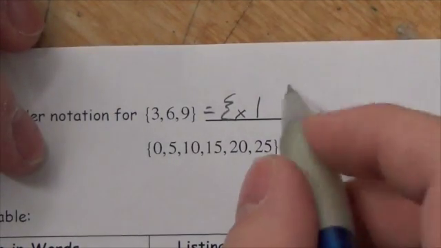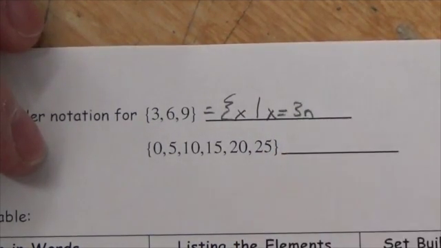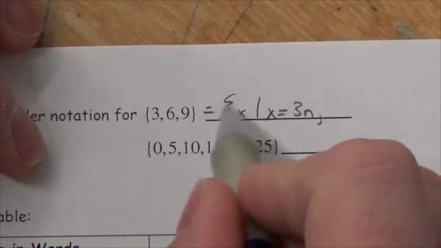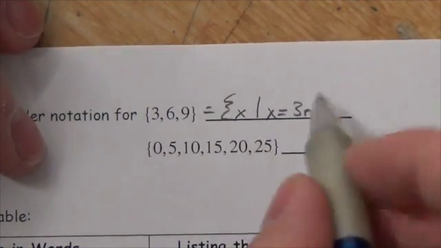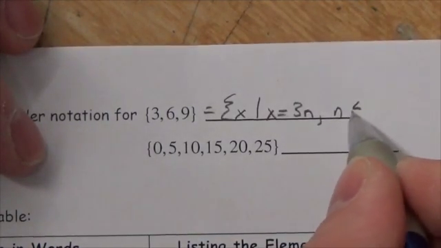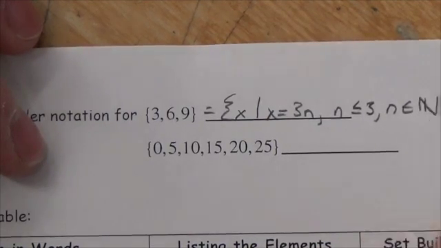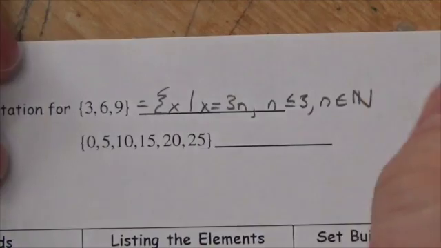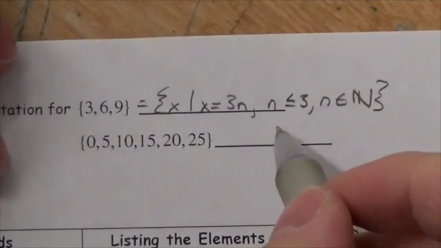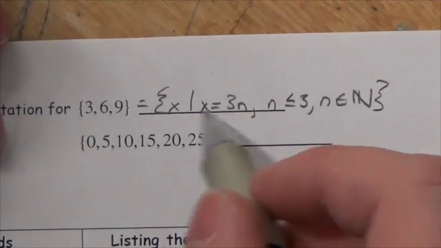So what I'm going to do here is state that x has got to equal 3 times n. Again, I'm introducing this other variable, but remember, it's going to be the x values that are actually in the set. I'm just going to use n to help me get that. And I'm going to let n be less than or equal to 3, and n is going to be a natural number. So the natural numbers up to 3 will be 1, 2, 3, and if you multiply them each by 3, you're going to get 3, 6, 9.